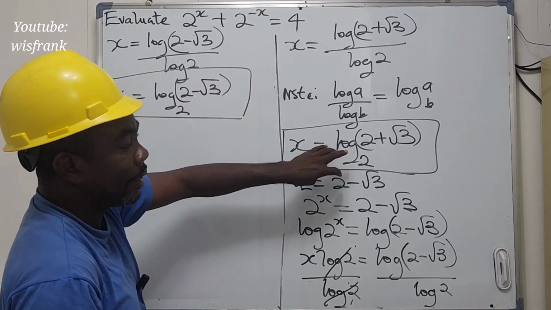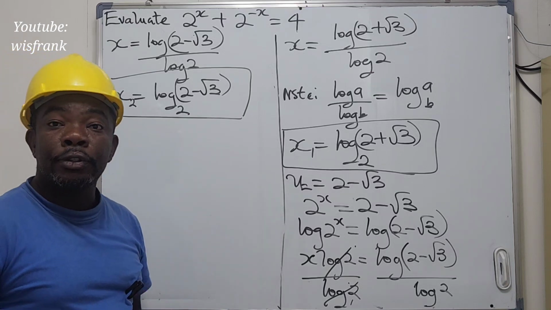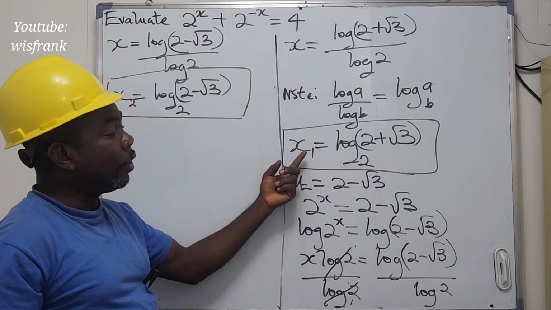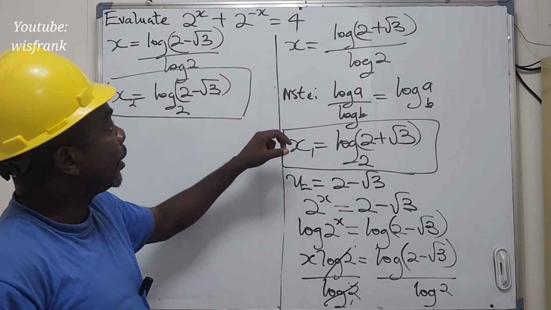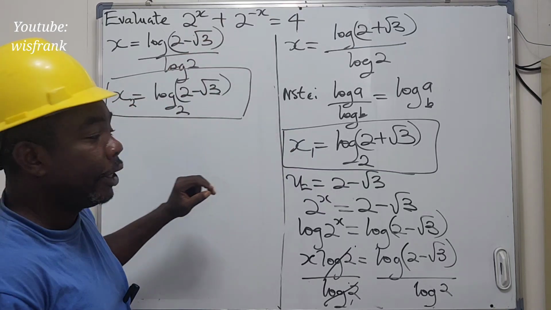We have x1 as this and we also have x2 as this. So we can do a little check for us to see whether the values of x1 and x2 satisfy this equation when we substitute into the given equation.